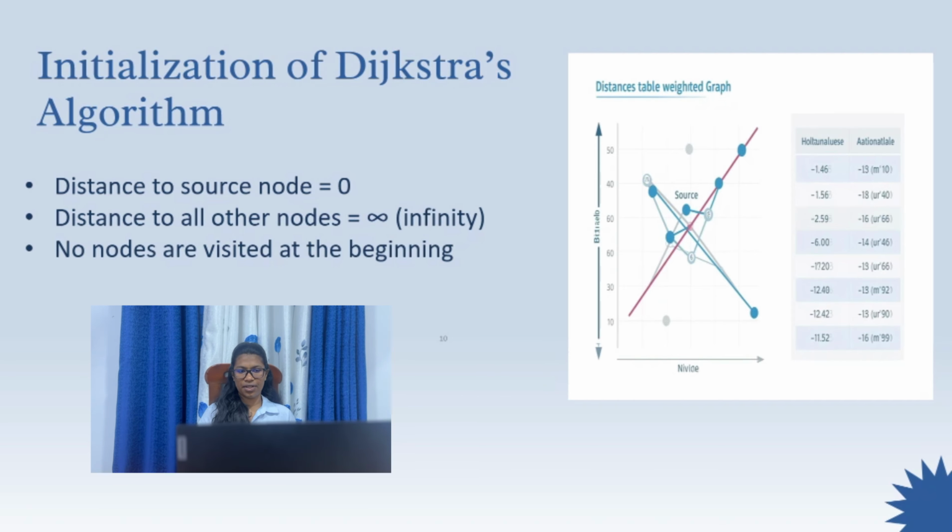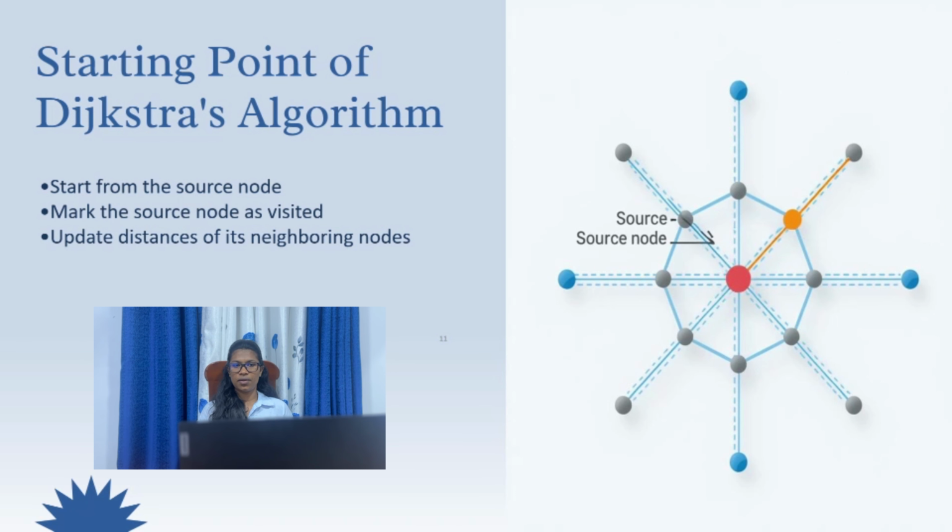Initialization of the algorithm. Distance to source node is 0 and distance to all the other nodes are equal to infinity. No nodes are visited at the beginning. Let's talk about the starting point of this algorithm. We start from the source node. This node is marked as visited. Then we check all its neighboring nodes and update their distances.